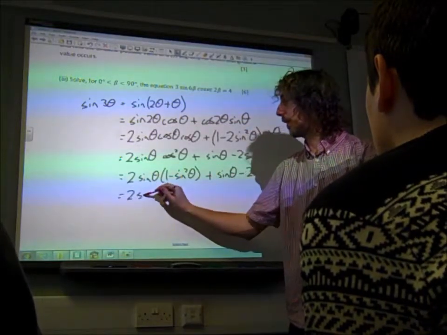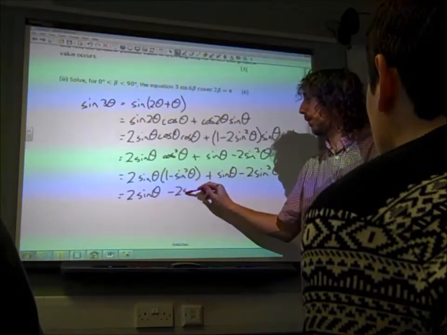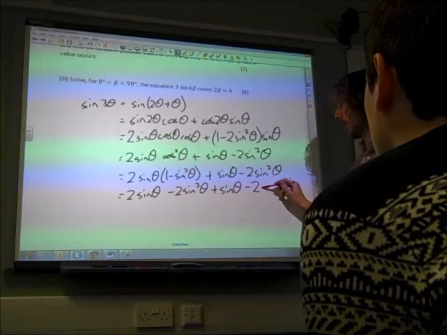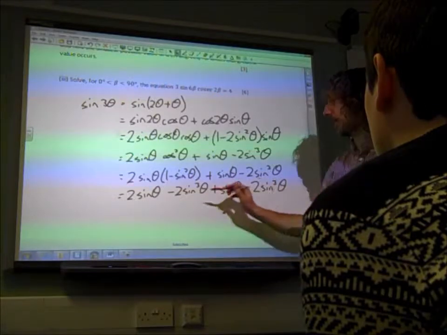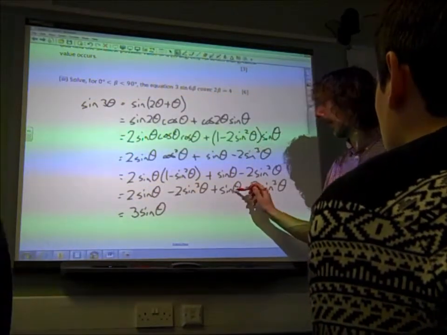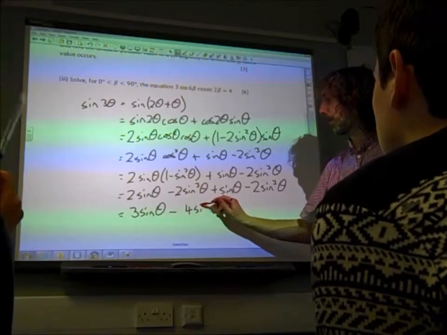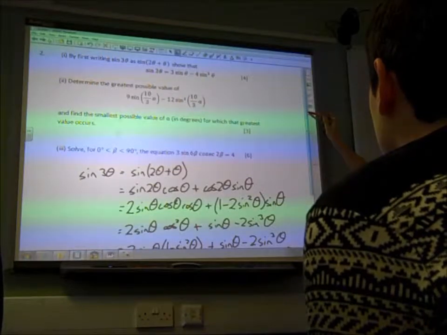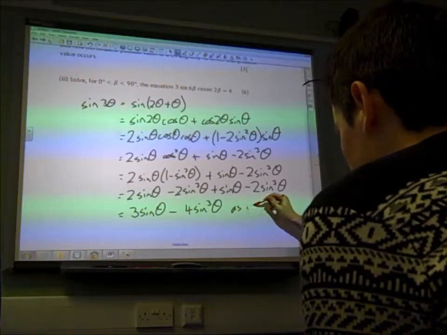We've got 2 sine theta, take away 2 sine cubed theta, plus another sine theta, take away 2 sine cubed theta, and if we collect together like terms, we have 3 lots of sine theta there and there, take away 4 sine cubed theta, which was what we were heading towards. Brilliant, as required.